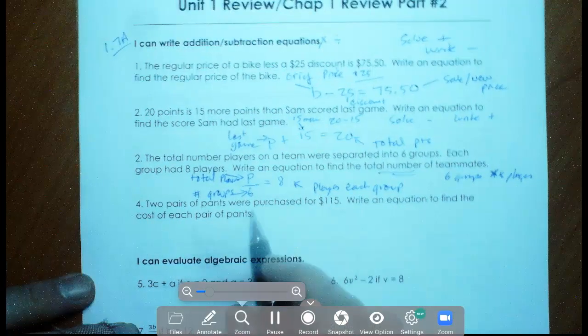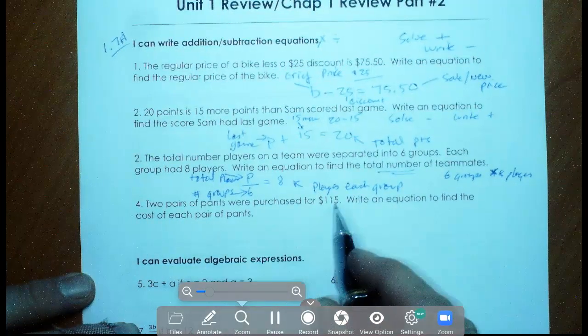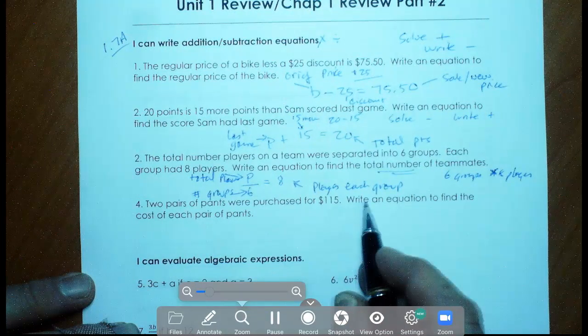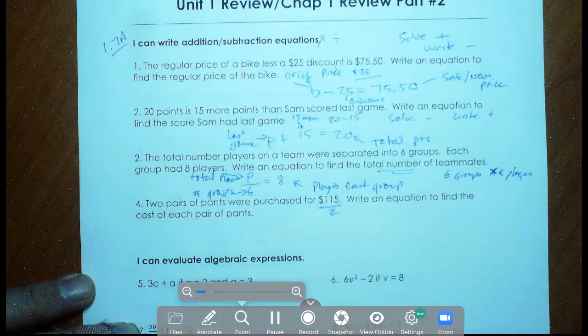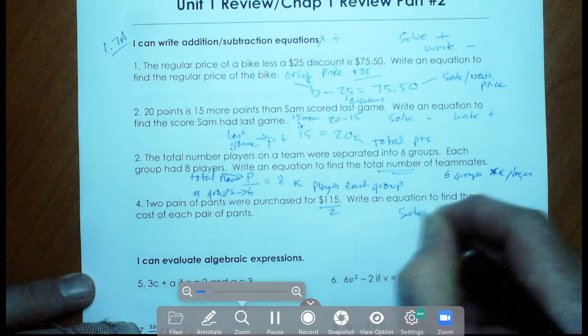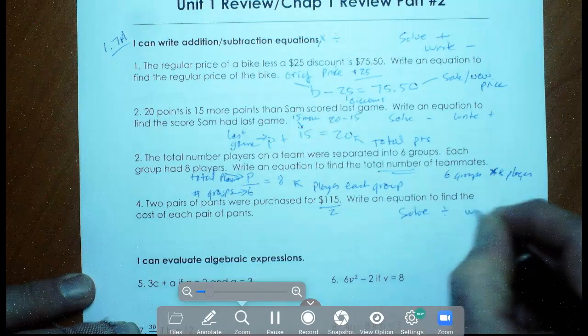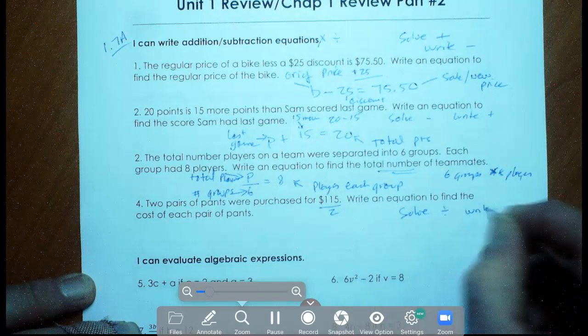2 pairs of pants were purchased for $115. Write an equation to find out the cost of each pair of pants. Well, we would take that 115 and divide it by 2, correct? So we solve with division. That means we're going to write with multiplication.